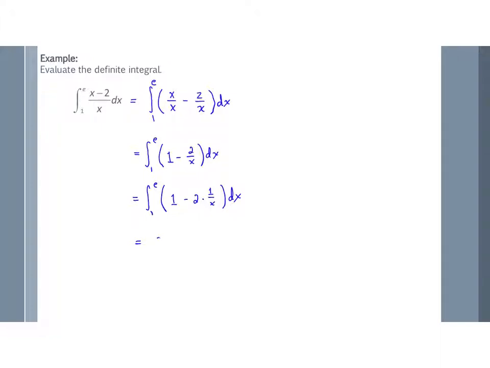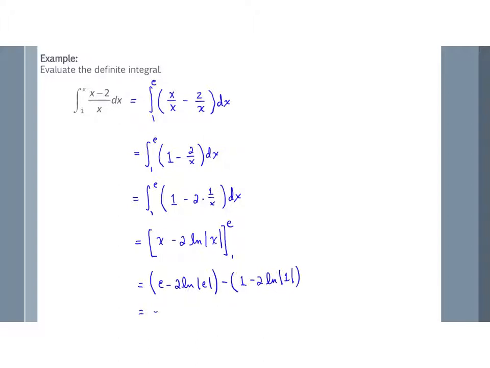So the integral of 1 is x minus 2, and then the integral of 1 over x is the natural log of the absolute value of x. And this is going to be evaluated from 1 to e. So substituting in e, I get e minus 2 times the natural log of the absolute value of e, minus, now substituting our lower limit of integration, 1 minus 2 times the natural log of the absolute value of 1.